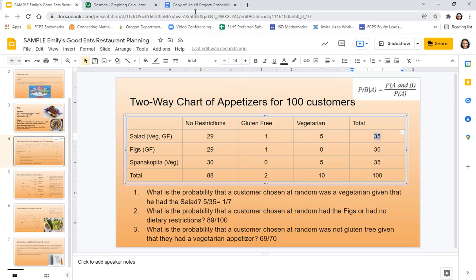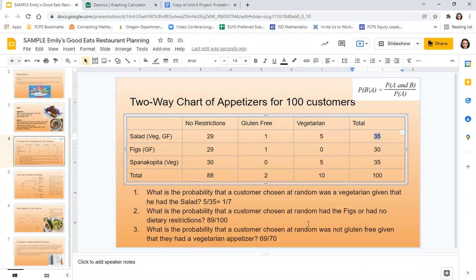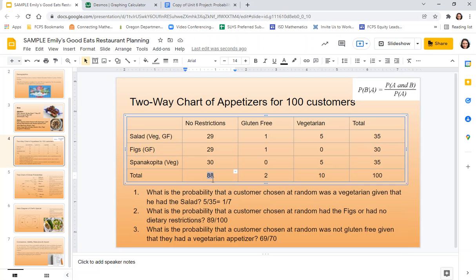All right, let's look at the next one. What is the probability that a customer chosen at random had the gluten-free appetizer or had no dietary restrictions? So gluten-free appetizer or no dietary restrictions. So going back, my gluten-free appetizer was the bacon wrapped figs or had no dietary restrictions. Now there's some overlap here, so you have to be a little bit careful. I can't just count where the figs, 30 plus 88, because you can see already that's going to get you over 100, right? So we want to look at, had the figs, that was 88.